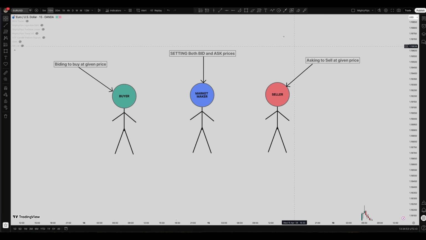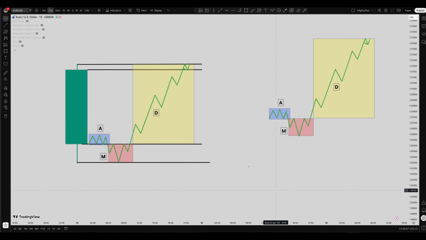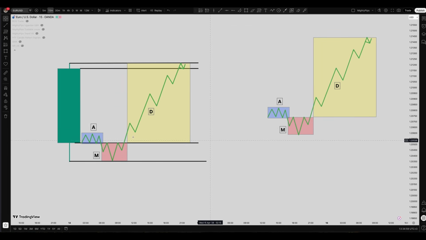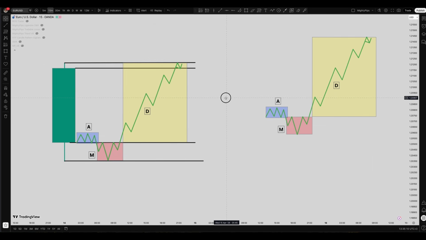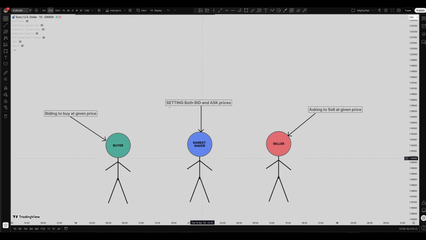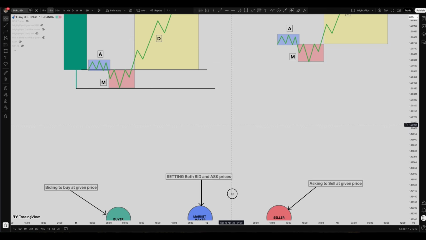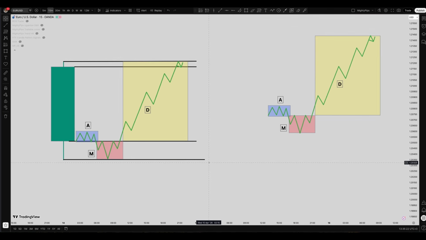Let me show you guys an illustration here to make you understand this more on the chart. Now on the chart we have what we call the AMD pattern. The AMD pattern is just accumulation, manipulation, distribution. This pattern here is created only by the market maker. The market maker, this person here I showed you in the middle, is the one who creates the AMD pattern because he is the one in control of the liquidity within the market.